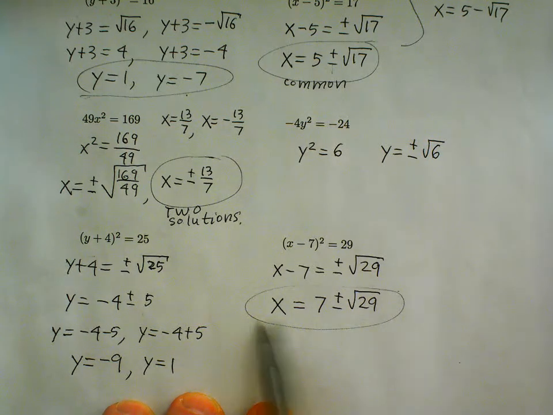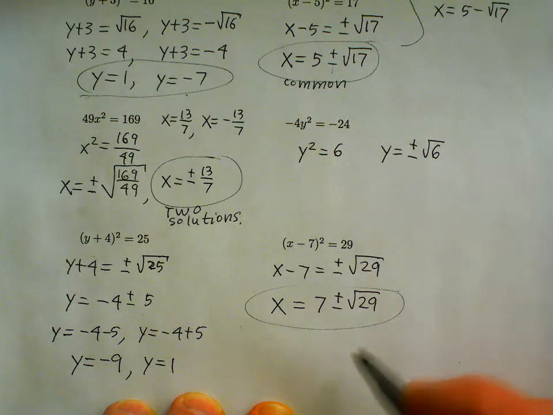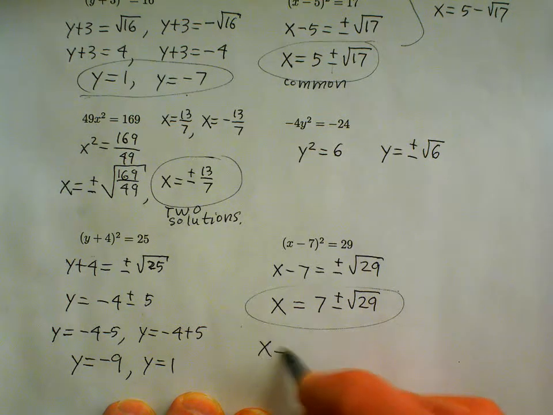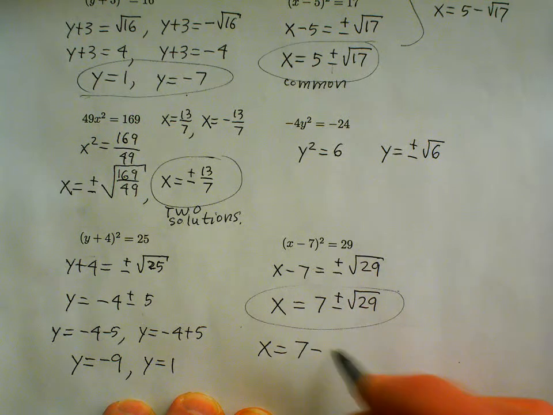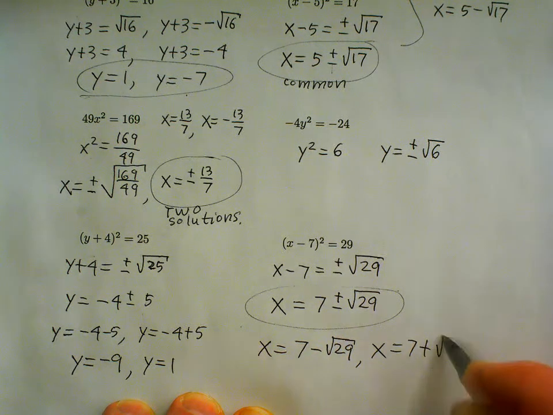If you want to write the solutions separately, you always have that option. It's not required, but you have that option. One solution is x equals 7 minus the square root of 29. The other one is x equals 7 plus the square root of 29.